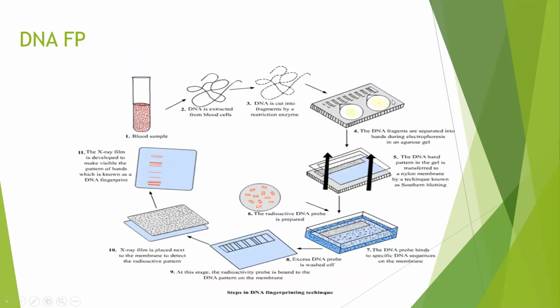Look at here. This is agarose gel electrophoresis. First, you take a blood sample. Next, this is the DNA. Next, RFLP can be used, restriction fragment length polymorphism.